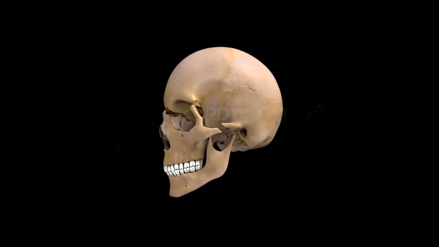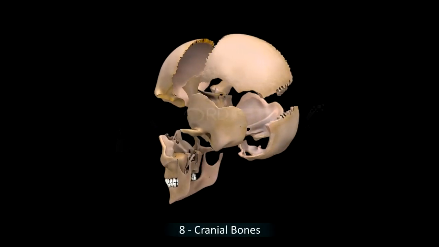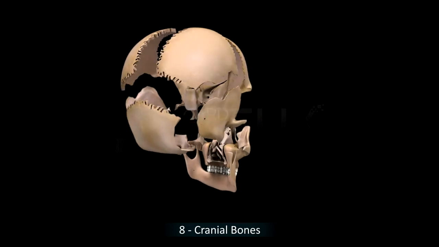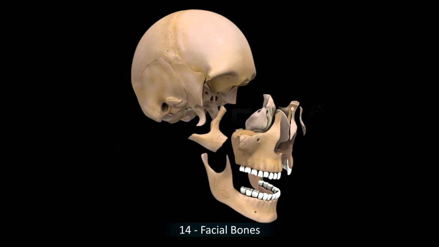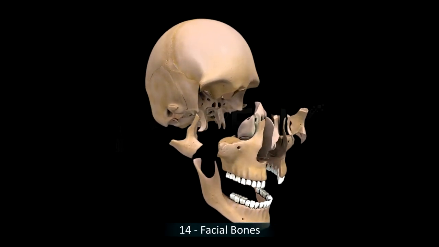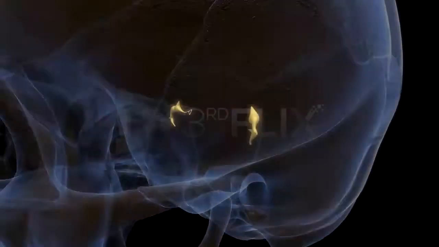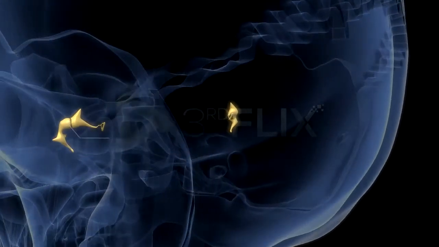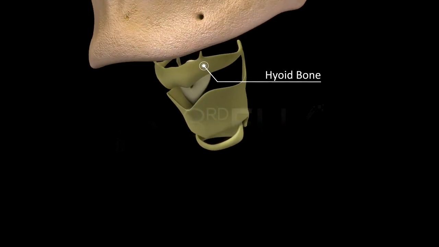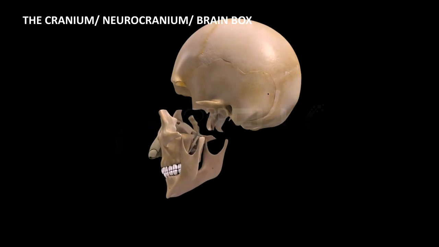The human skull consists of 2 sets of bones, 8 bones that constitute the cranium, also referred to as the neurocranium, and 14 facial bones that constitute the viscerocranium. Thus, the skull consists of 22 bones apart from the ear ossicles and the hyoid bone.